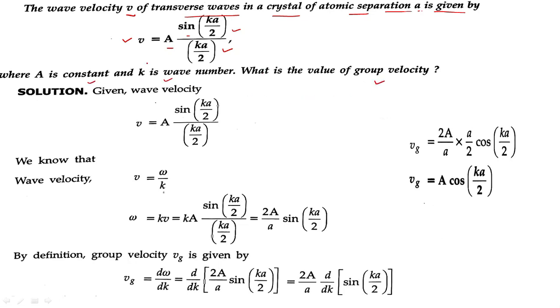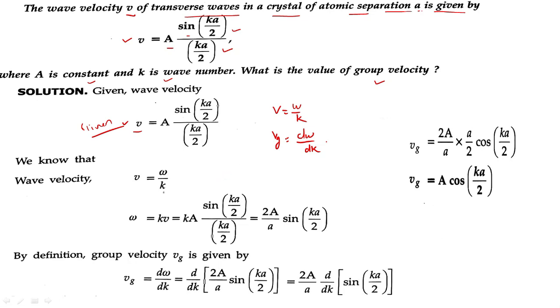Wave velocity means the phase velocity is given, so you have to find the group velocity. What is the wave velocity? V is given, and this line is the given part. Okay, we know there are two formulas. Remember, the wave velocity v is equal to omega by k, and the group velocity vg is equal to d omega by dk. Now we use these two formulas to solve this question.